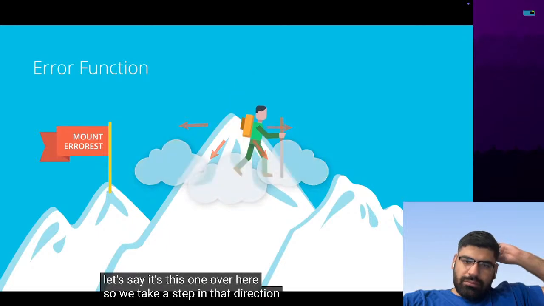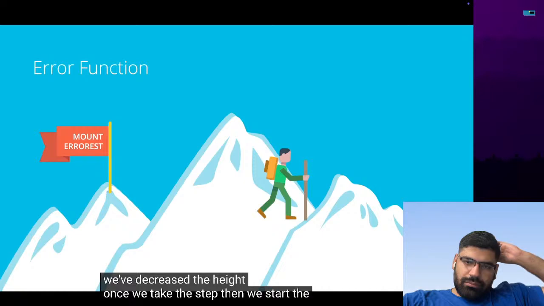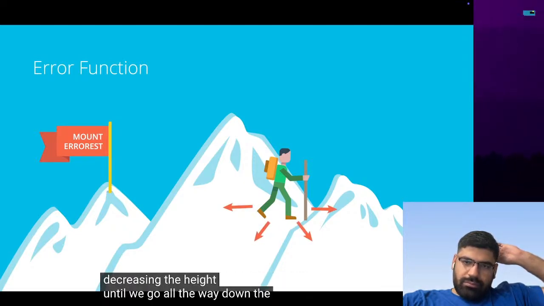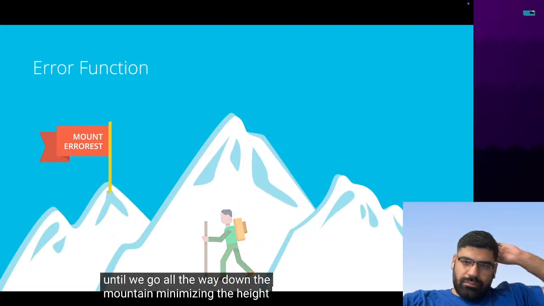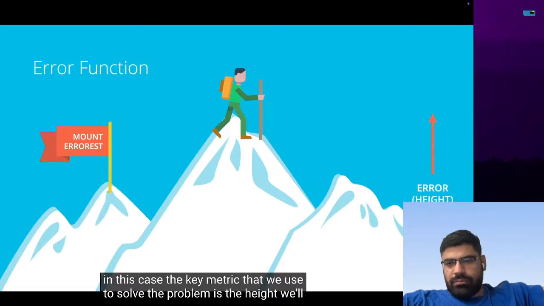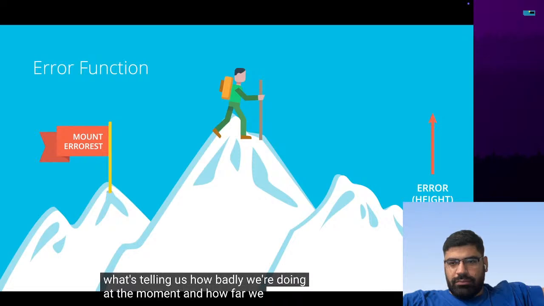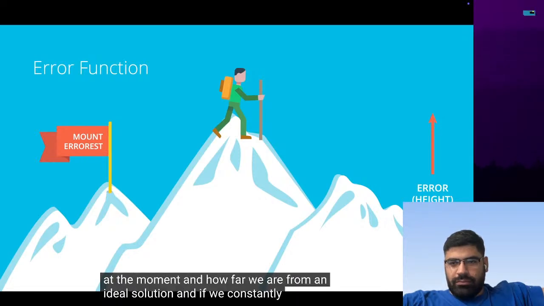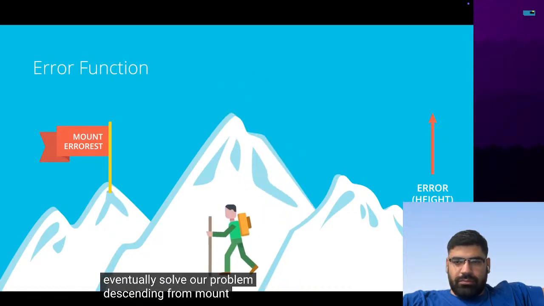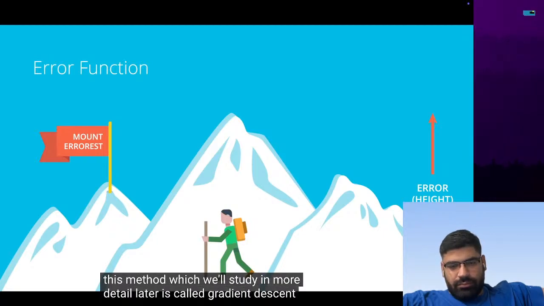So we take a step in that direction. Thus, we've decreased the height. Once we take the step, then we start the process again and again, always decreasing the height until we go all the way down the mountain, minimizing the height. In this case, the key metric that we use to solve the problem is the height. We'll call the height the error. The error is what's telling us how badly we're doing at the moment and how far we are from an ideal solution. And if we constantly take steps to decrease the error, then we'll eventually solve our problem, descending from Mount Everest. This method, which we'll study in more detail later, is called gradient descent.